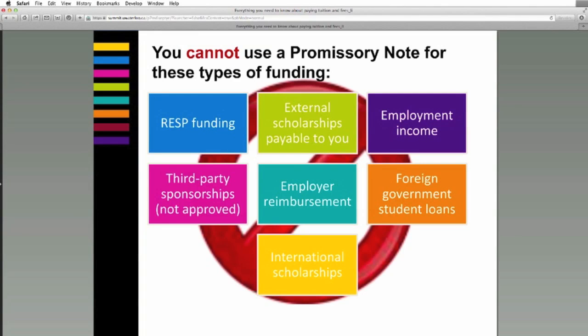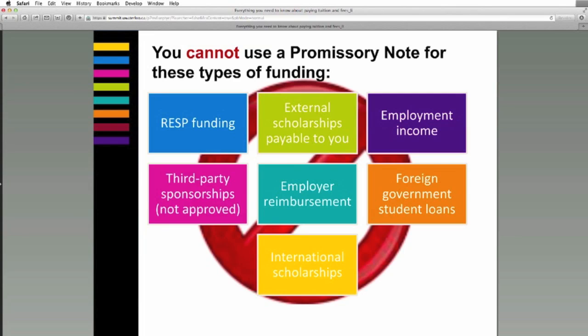Oh, I forgot. I need to let you know that there are some things you cannot use on a promissory note. You can't use the promissory note for the funding from an RESP. As I mentioned, for external scholarships that are payable directly to you. For employment income, so if you've got a job and you say, I'm getting paid next week or next month or monthly, you can't use that on a promissory note.